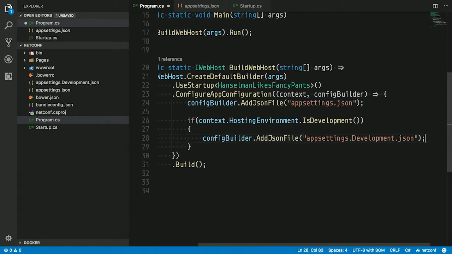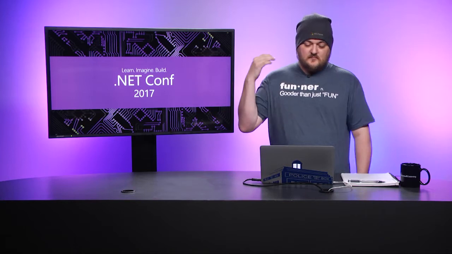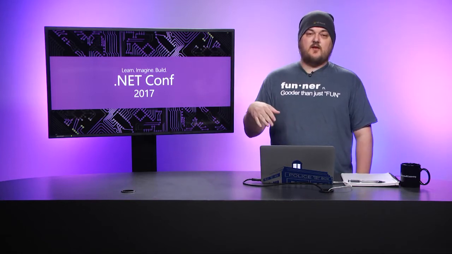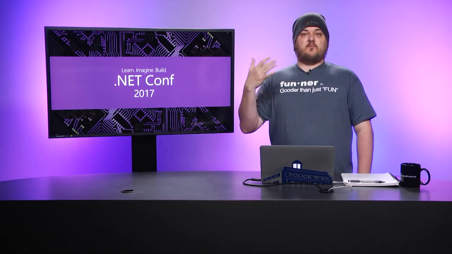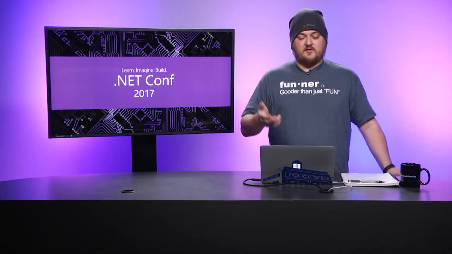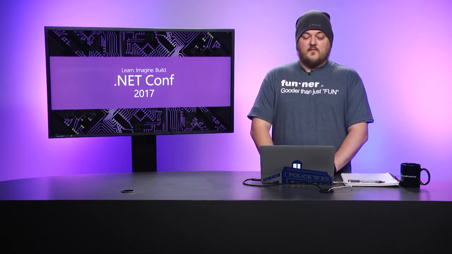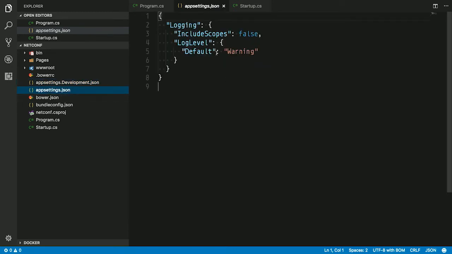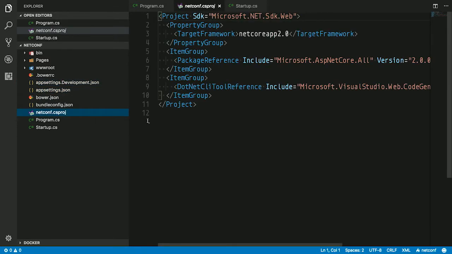So now what this says is: add the appsettings.json. If it's development, add the appsettings.Development.json, overriding any keys that are in both. So development wins when in development. Otherwise, only appsettings gets applied. This lets you do what our template does, which is override the default log levels with more information when in development, otherwise set it to warning, right? So this is a way that you can set up environment-specific configuration from your config files.